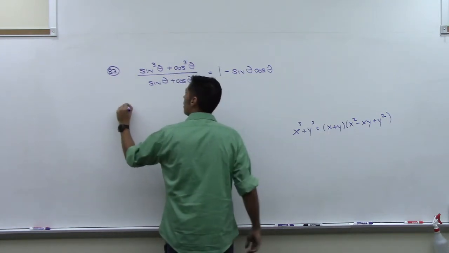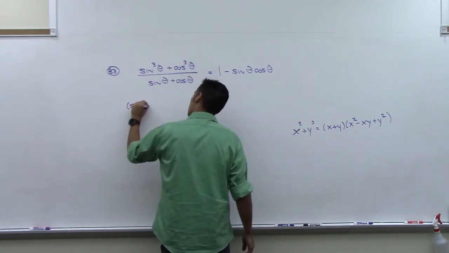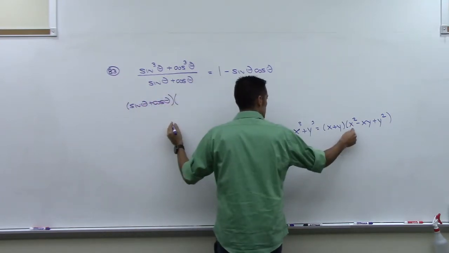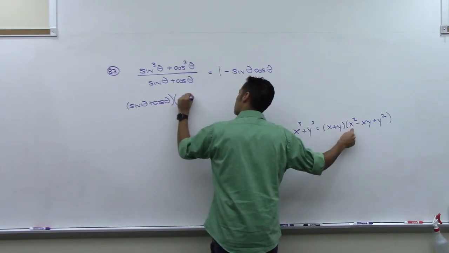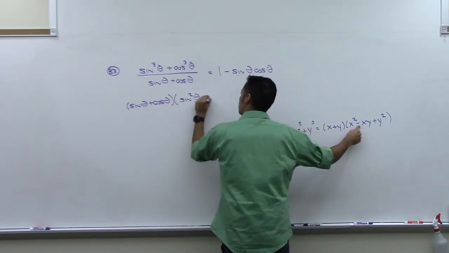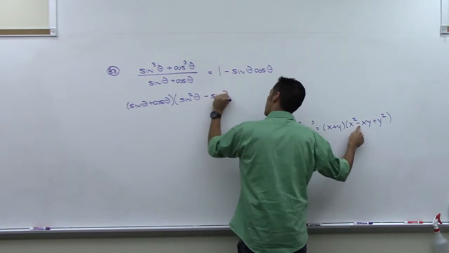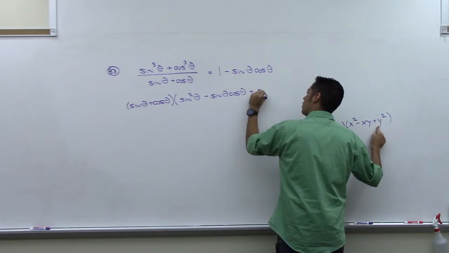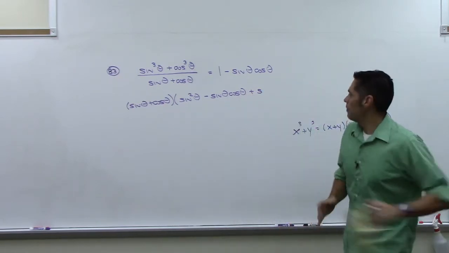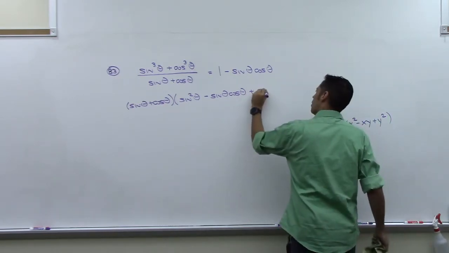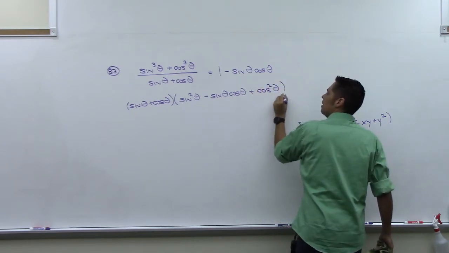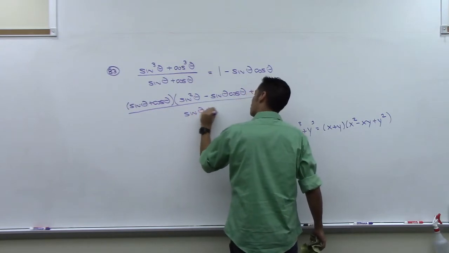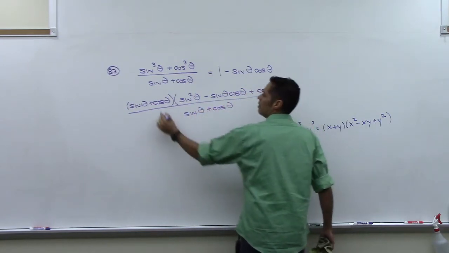So that's going to be sine theta plus cosine theta, and then times the first one squared, so sine squared theta, minus the 2 things multiplied together, so sine theta cosine theta, and then plus the last one squared, which is cosine squared theta, all over sine theta plus cosine theta. Oh wow, look at that.